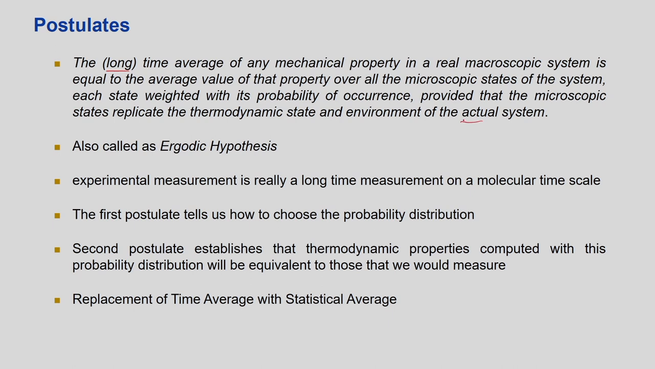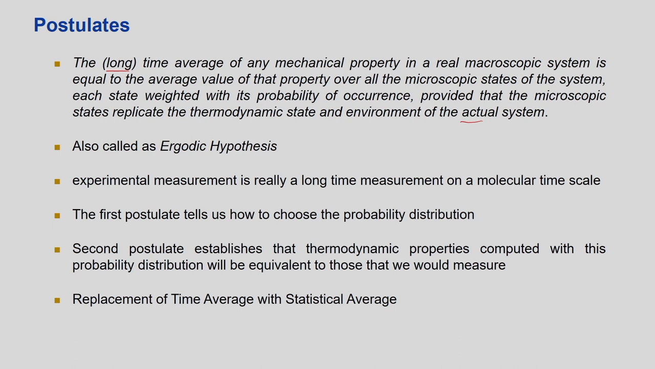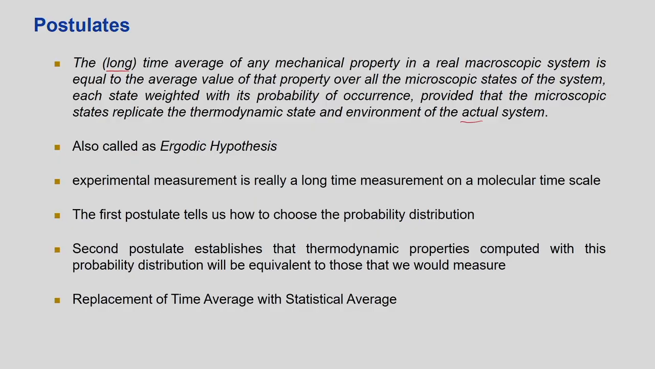What does it mean? It's a pretty long postulate. It means that any observable property, mechanical or thermal, which I discussed in the last class, let us say pressure or temperature or volume, is actually a long term average property and it is an outcome. Macroscopic system means what we deal with in classical thermodynamics, the overall macroscopic property. That outcome is due to the average value of many such outcomes, which are called microscopic states. All the microscopic states are of equal number, volume and energy, and then it says they are weighted with their probability of occurrence.